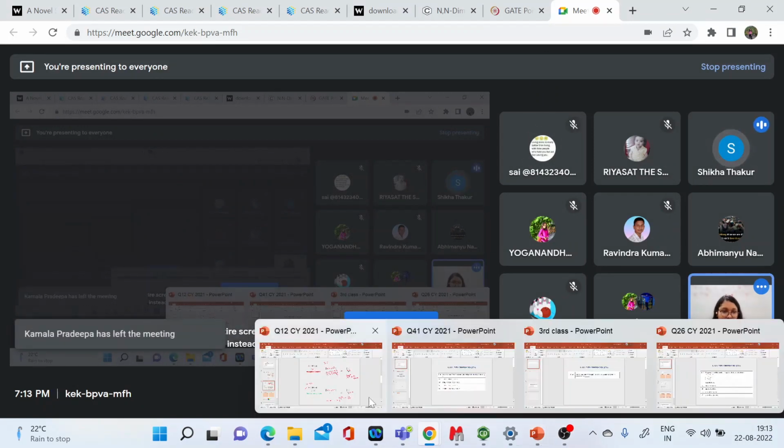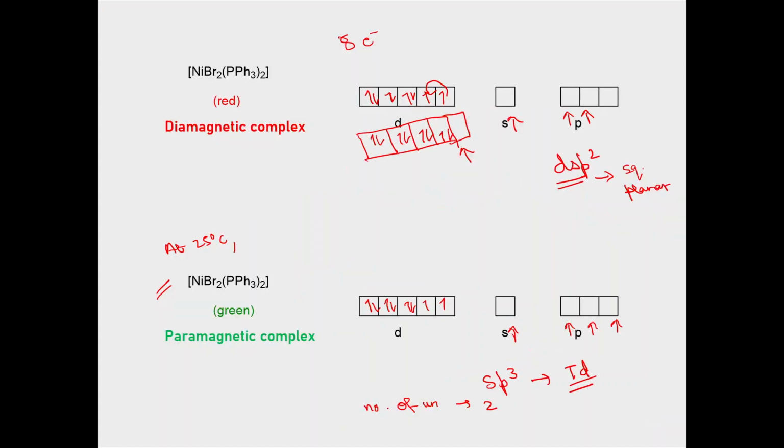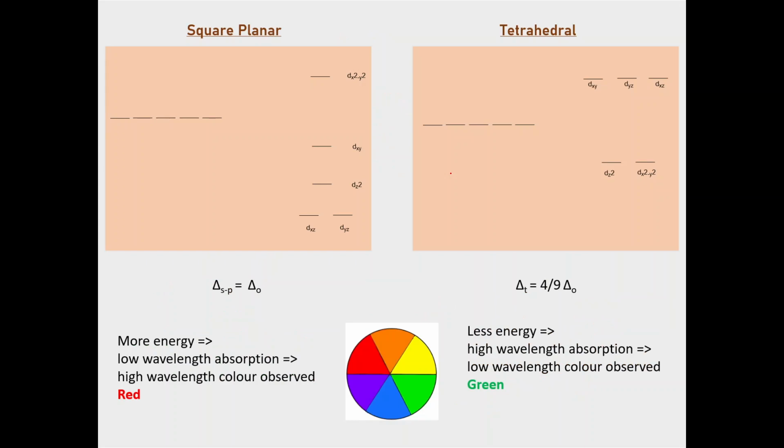But why? Ma'am, due to unpaired electrons. See, here also we have a paired number of electrons, but still there is some transition. That's why we are getting this red color. Or else this compound would not have shown any color. So this is because of this thing.